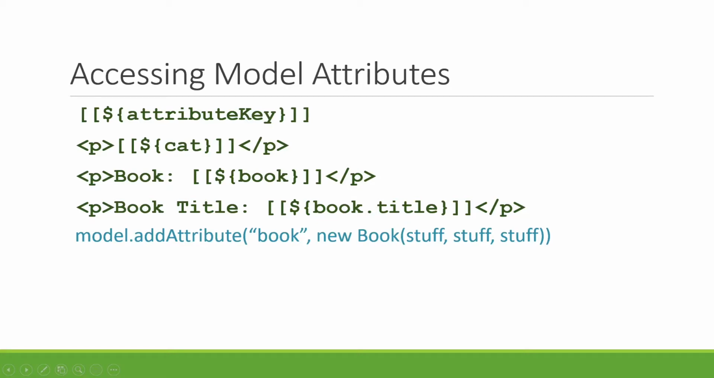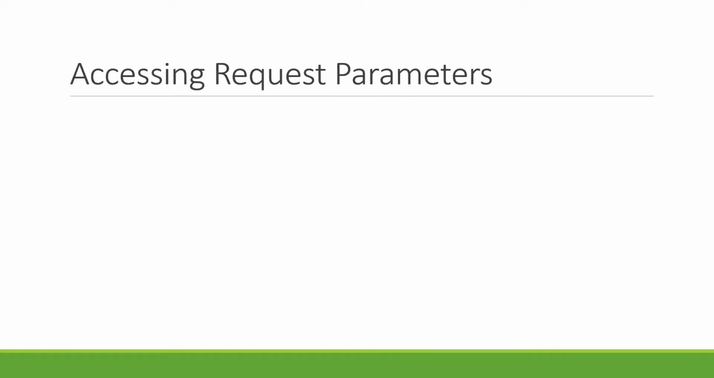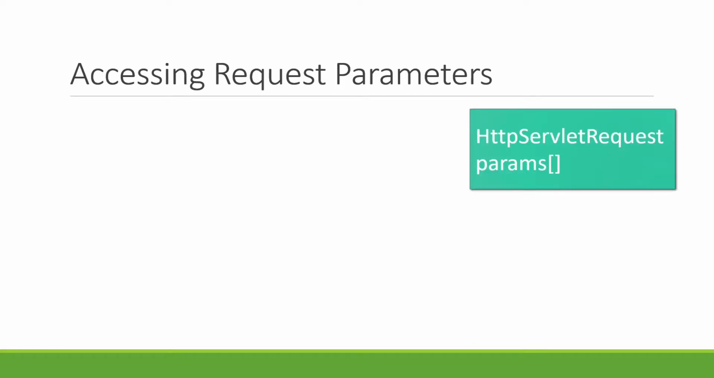Now, what if you want to access form input values in your output pages? You can. The HTTP servlet request object contains a collection of all of the parameters that were sent along in the request's query string. Thymeleaf gives you access to this collection of request parameters via the implicit object called param.